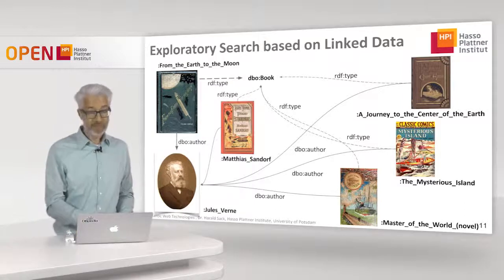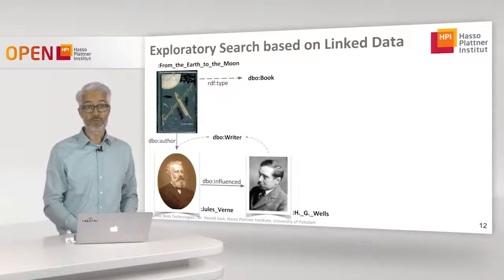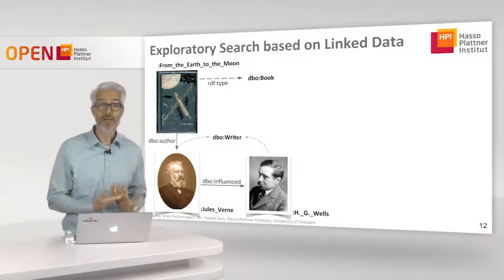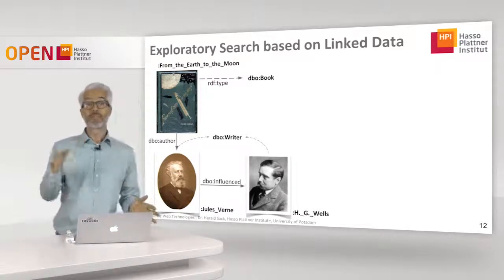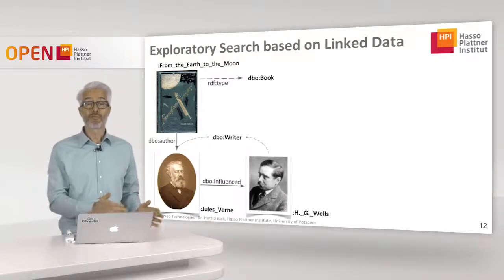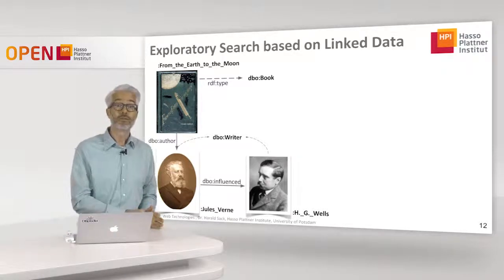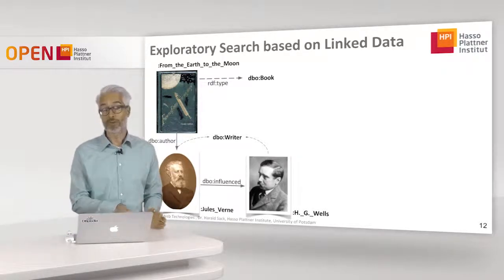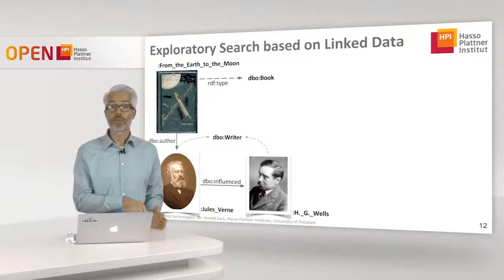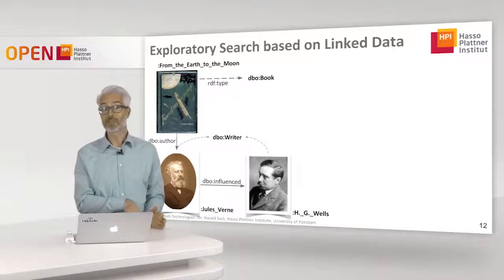So the next possibility, we have already seen this on the very first slide, would be, okay, so now let's go one step further. So we have the author, then let's look for something similar like the author, so it should be the same type, and both authors then should be somehow connected, like for example, they are influencing each other. So this would be interesting.